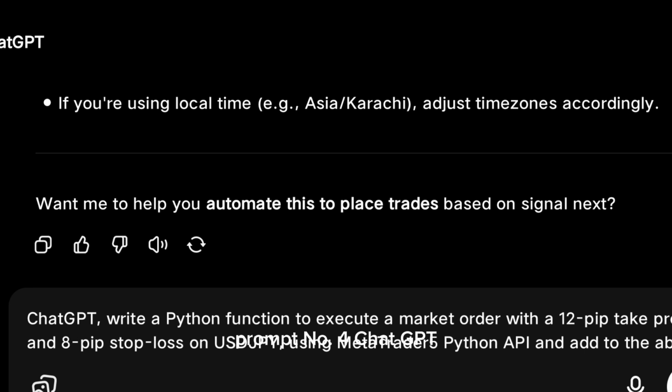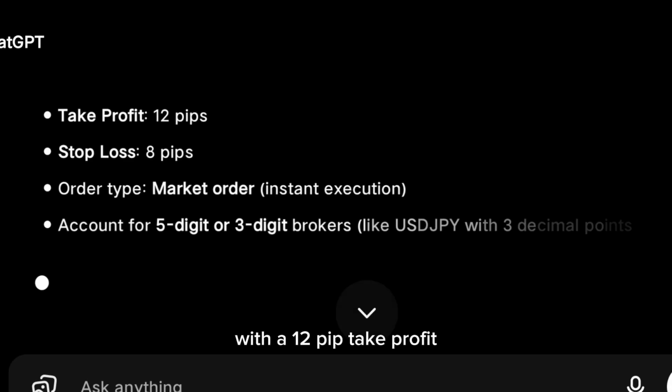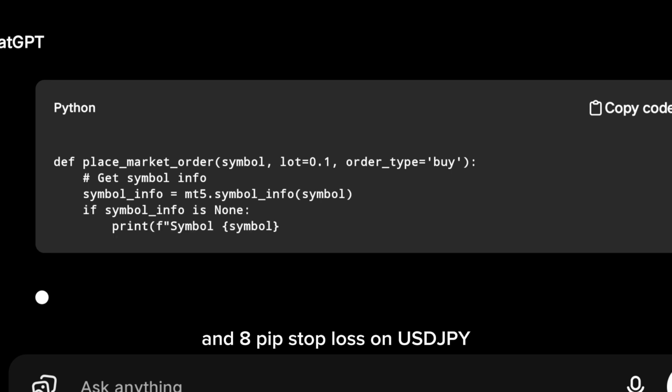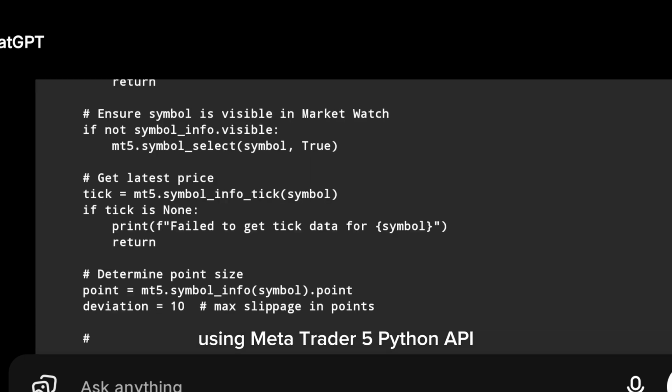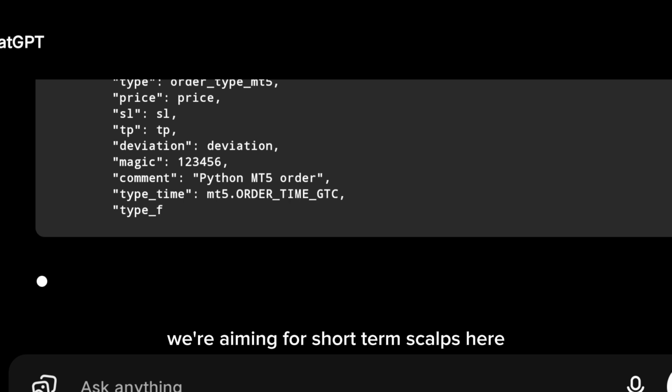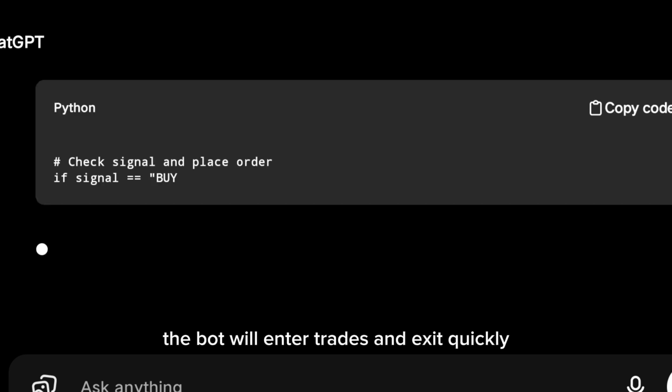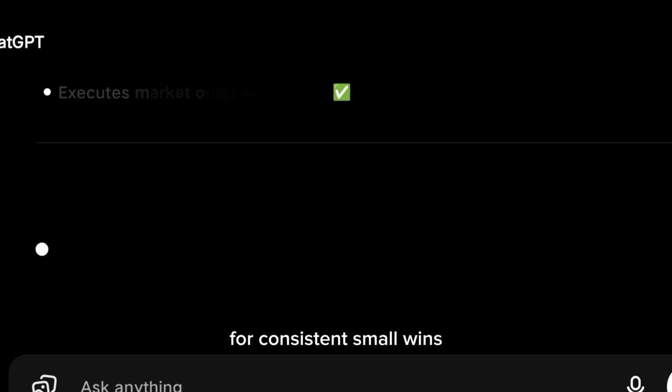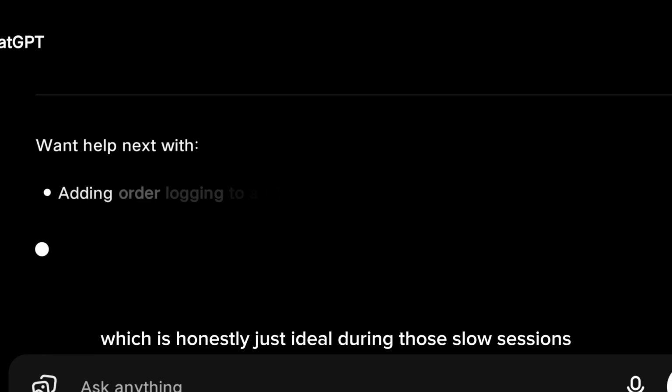Prompt number 4. ChatGPT, write a Python function to execute a market order with a 12 pip take profit and 8 pip stop loss on USDJPY using MetaTrader 5 Python API. So why do we want this? Well, we're aiming for short-term scalps here. The bot will enter trades and exit quickly for consistent small wins, which is honestly just ideal during those slow sessions.